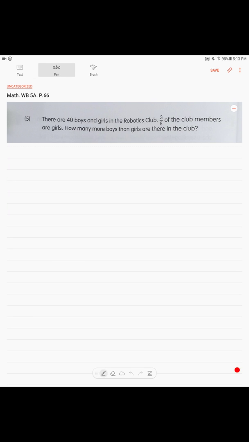Alright, next problem. There are 40 boys and girls in the robotics club. 3/8 of the club members are girls. How many more boys than girls are there in the club?